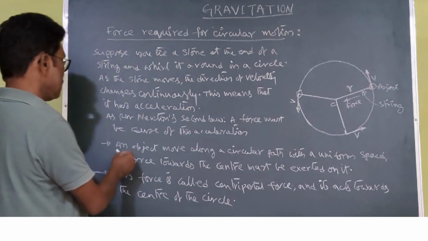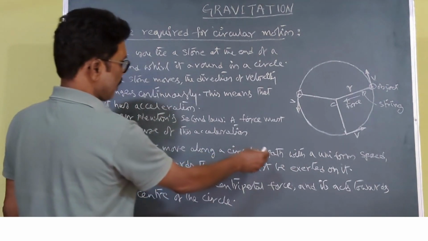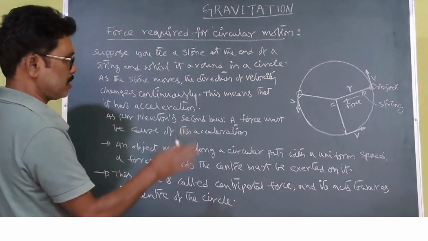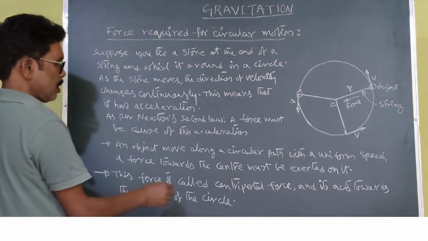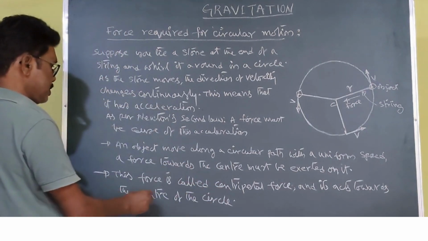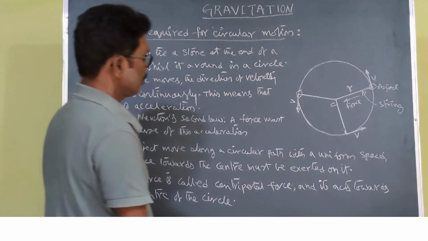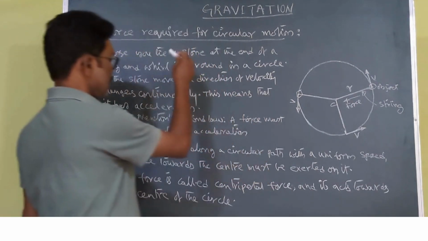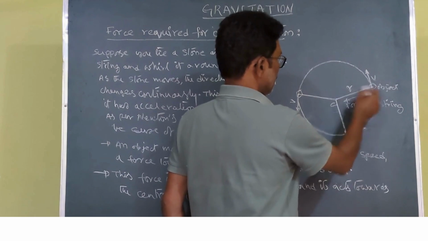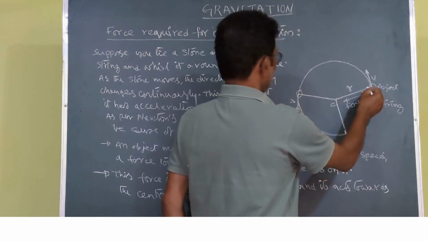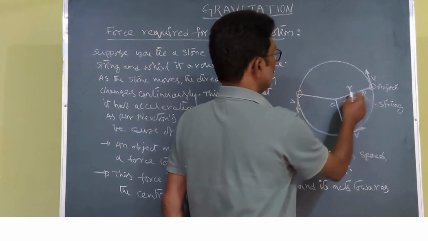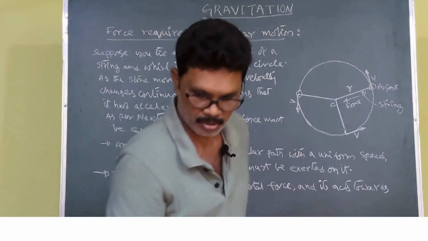If an object moves along a circular path with a uniform speed, a force towards the center must be exerted on it. This force is called centripetal force, and it acts towards the center of the circle. What we can understand is all these statements. You take one string, tie one object to it, and rotate it like this.